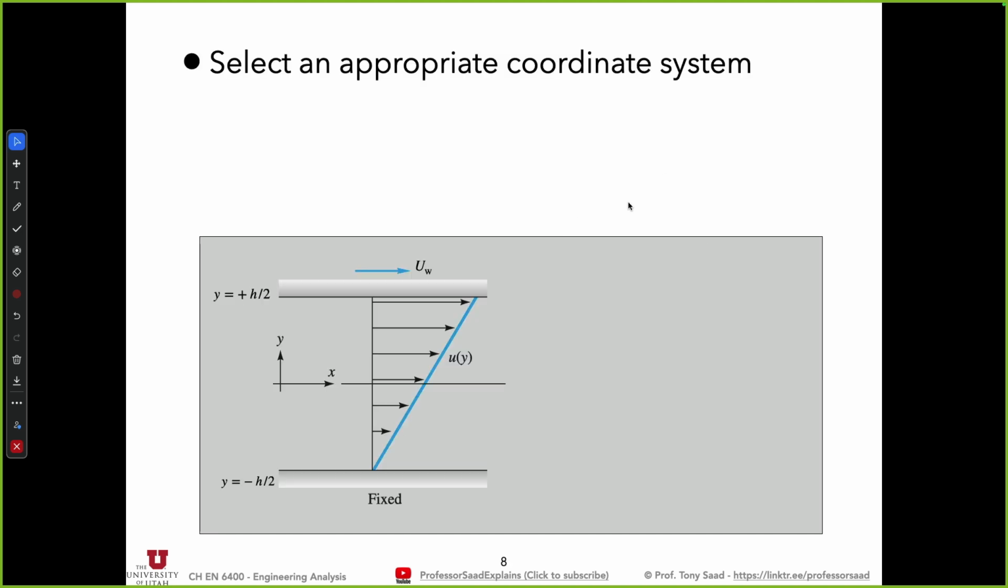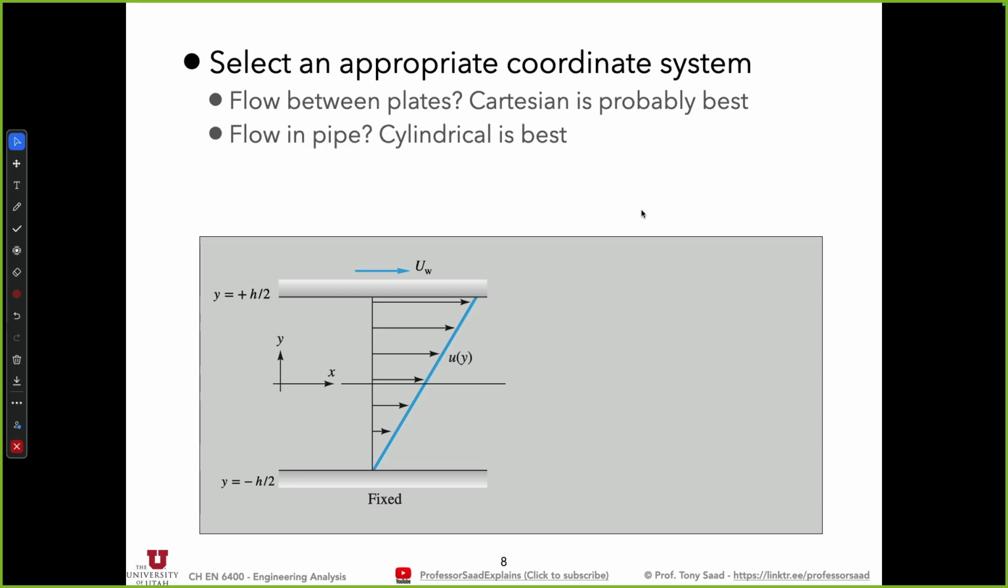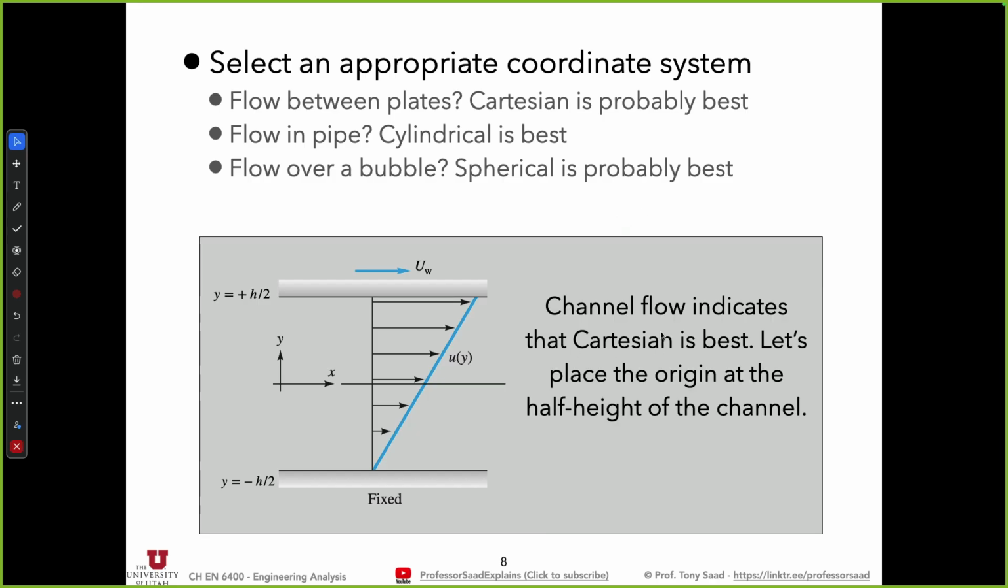Okay, next step is to select an appropriate coordinate system. Flow between plates or a channel, then it's probably Cartesian is going to be best. Flow in a pipe, cylindrical is best. Flow over a bubble or sphere, then spherical is going to be best. So in this case, channel flow indicates that Cartesian is best. And this is the step where you might want to place your origin. Now, sometimes I will tell you put the origin at the lower left corner. You have to put it there. But in other cases, it's up to you. Some people might put the origin in the middle.